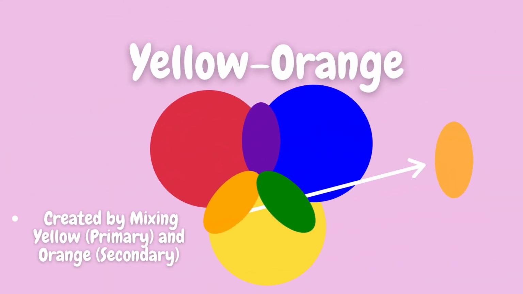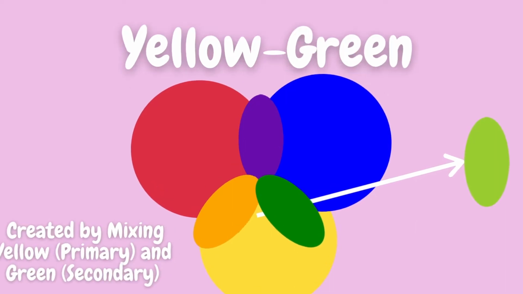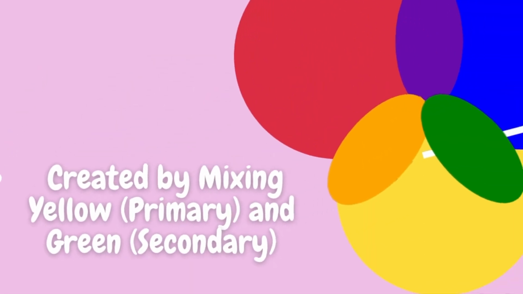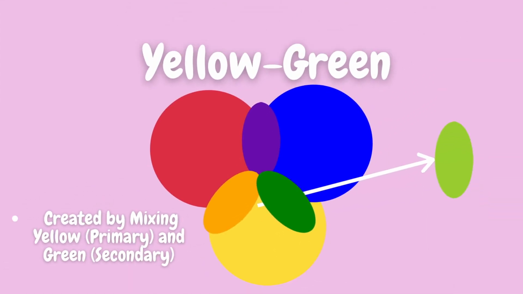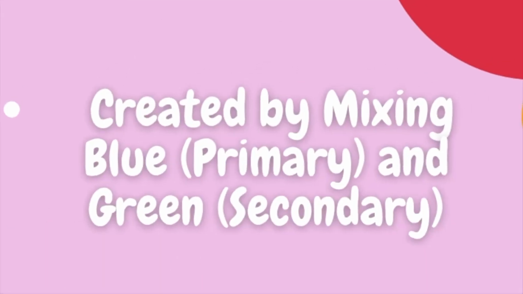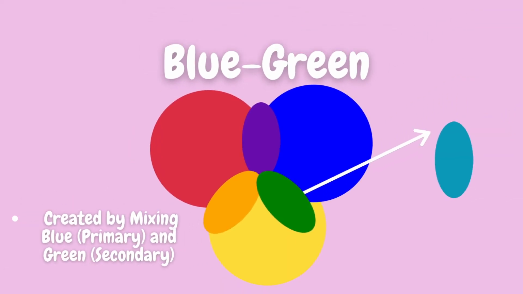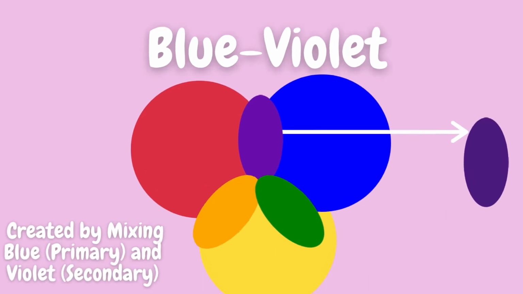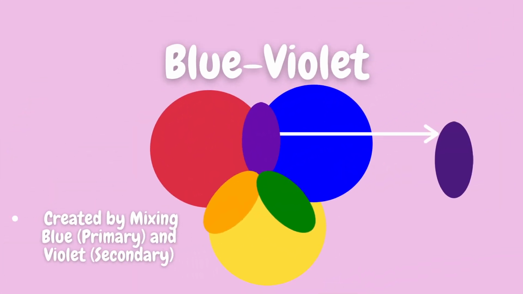Now let's move on to our next tertiary color, yellow-orange. Yellow-orange is created by mixing yellow, a primary color, and orange, a secondary color. Continuing on, we have yellow-green. Yellow-green is created by mixing yellow, a primary color, and green, a secondary color, to make yellow-green, a tertiary color. Next we have blue-green. Blue-green is created by mixing blue, a primary color, and green, a secondary color, to make blue-green, a tertiary color. To conclude the tertiary colors, we have blue-violet. Blue-violet is created by mixing blue, a primary color, and violet, or purple, a secondary color. When these two colors mix, we get a darker shade of purple.